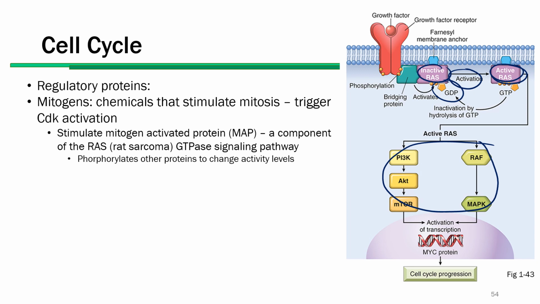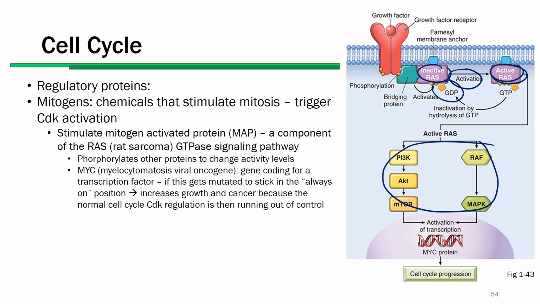We don't really want to worry too much about those details of those proteins being phosphorylated. But what we do want to look at is the MYC protein, myelocytomatosis viral oncogene protein down here. Because if this RAS system is activated abnormally, it can abnormally activate the MYC protein. And that is a protein that has a gene coding for a transcription factor. If that transcription factor gets mutated so it's always on, the cell cycle is always going to keep progressing. And you're going to keep pumping out these cells and growth and cancer because the normal regulation isn't working, because this gene has become mutated and it's running out of control.